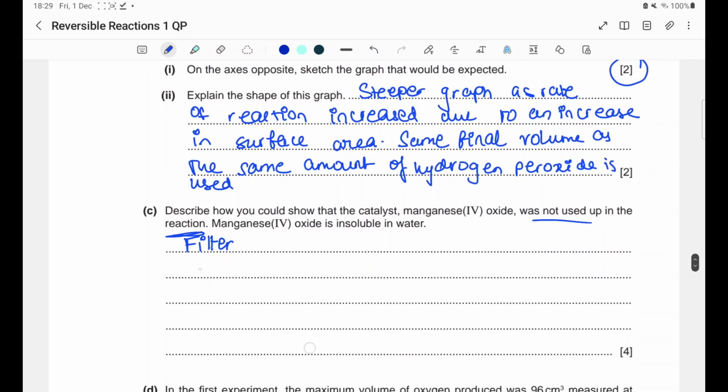And then you will have to dry it, because remember, this is 4 marks, so you need to give 4 points. So first you filter it, you take it out of the reactant that you had placed it in, then you will dry it because it was obviously wet as it was in a liquid reactant. Then you are going to measure the mass.